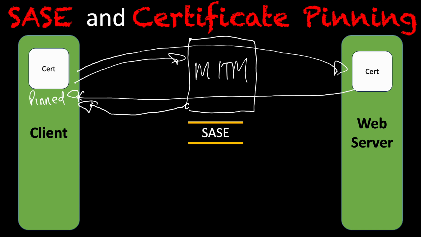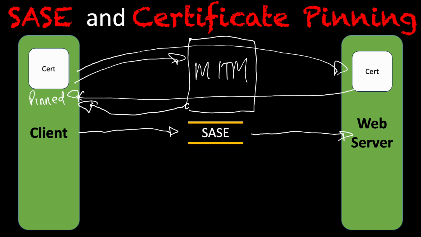If we go down to the SASE model, you can see visually that it does resemble a man in the middle, and to all intents and purposes, it is. There is this entity in the middle. Typically, the client makes a connection to the SASE, and then the SASE makes a second connection to the actual web server. So in actual fact, we have two TLS connections here.